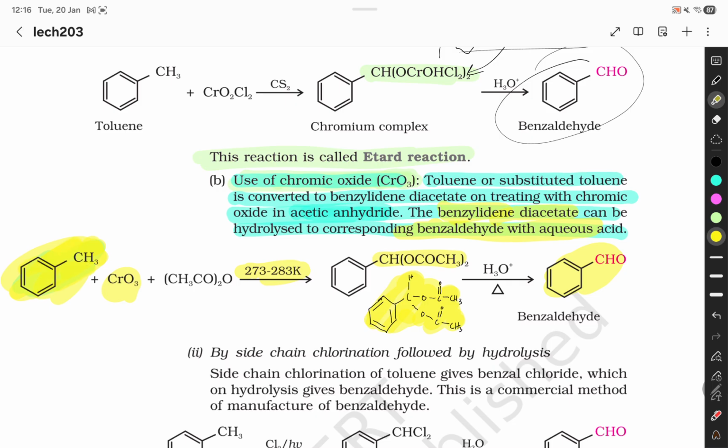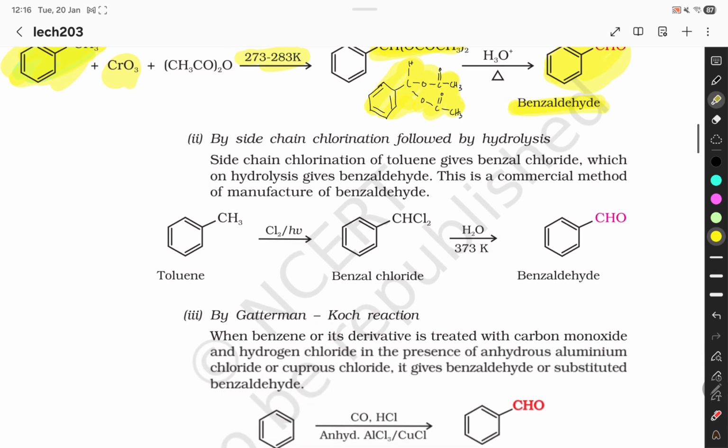Preparation of this thing. It's in low temperature, benzylidene diacetate. Benzylidene diacetate is in low temperature. Then you have benzaldehyde. Okay, benzaldehyde. Then side chain chlorination followed by hydrolysis. So this, everybody knows.